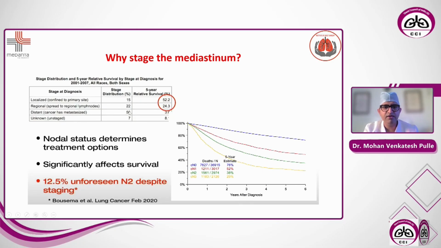As you can see, even the involvement of the regional lymph nodes causes a 50% drop in survival. You can see the 5-year survival curves here. In N0 disease, the 5-year estimate is 76%, in N1 52%, in N2 38%, and in N3 25%. You can see how drastically the survival comes down as the lymph node stations involved progress from localized to the mediastinal to the opposite mediastinal.